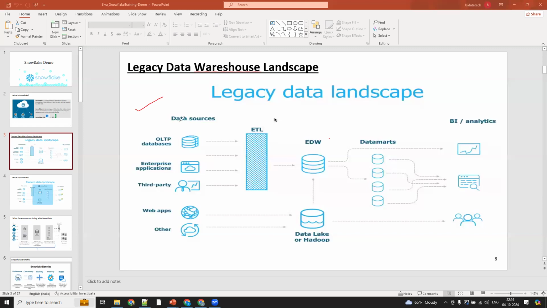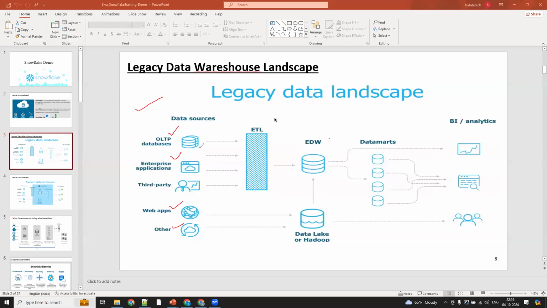So what are the different steps involved in ETL? All these data-related companies store the data either in a database, or in some third-party applications, or in web applications, or in some cloud. They can store the data in any place, depending on their application.